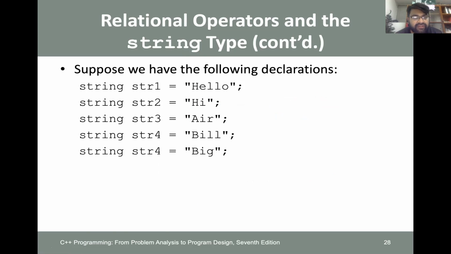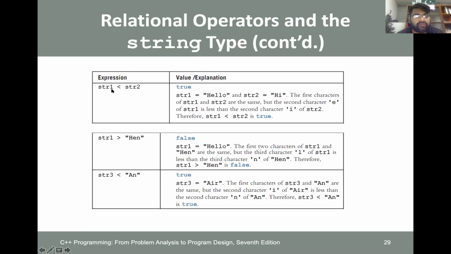So there's a mistake here. This is basically string 5 is equal to big. And if this is true, then let's go on and evaluate some of the strings. So string 1 is less than string 2. Yes, it is true, because hello, H matches with H, E matches with I, E is less than I, so hello is less than hi.